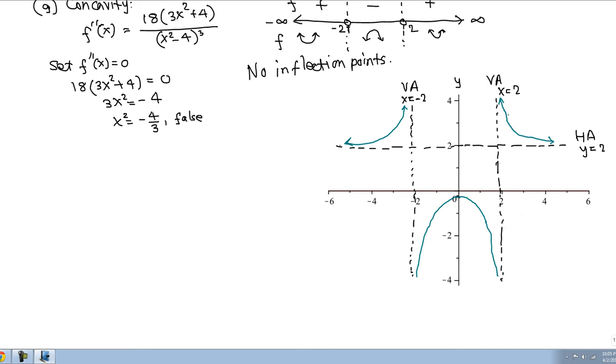So the graph has three pieces. This one is concave up, decreasing, increasing. This one is concave down, increasing, decreasing, and this is the local maximum. We have two vertical asymptotes and one horizontal asymptote. This is the graph. In fact, you can check the answer by graphing your function in your graphing calculator.